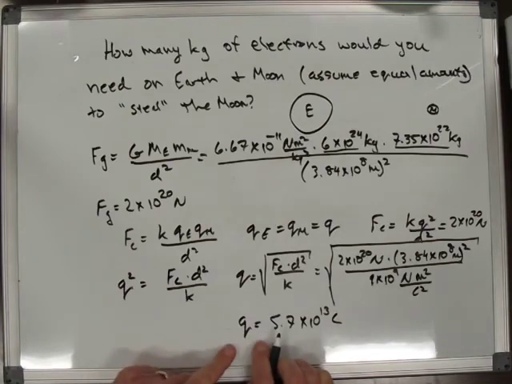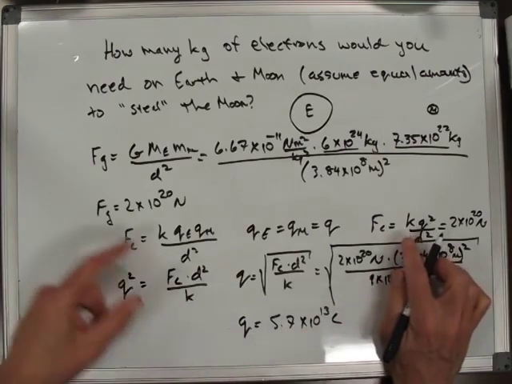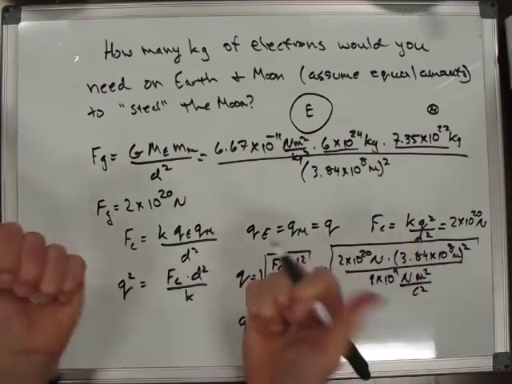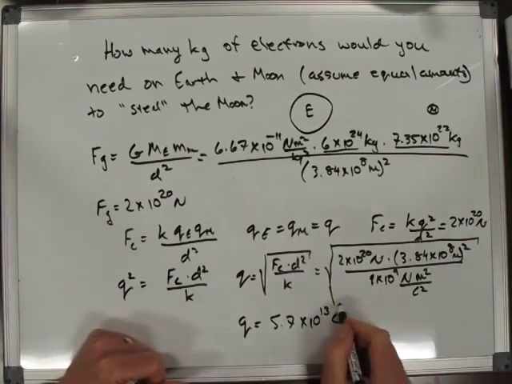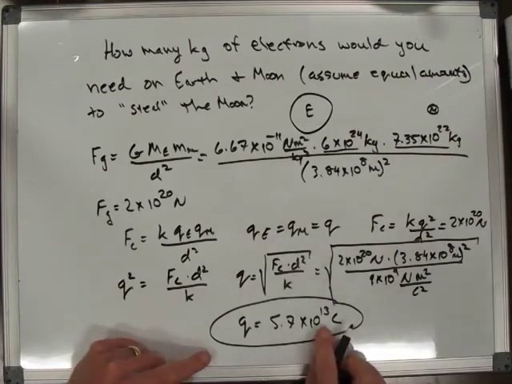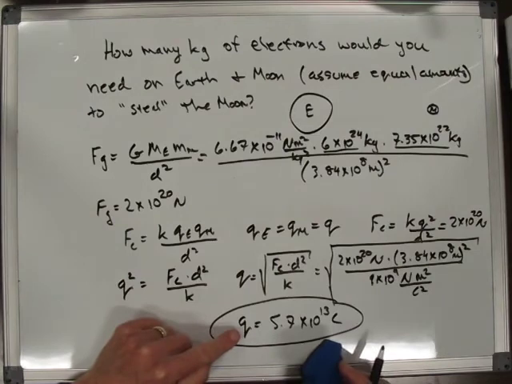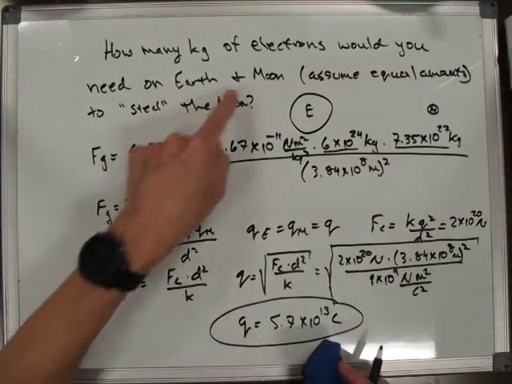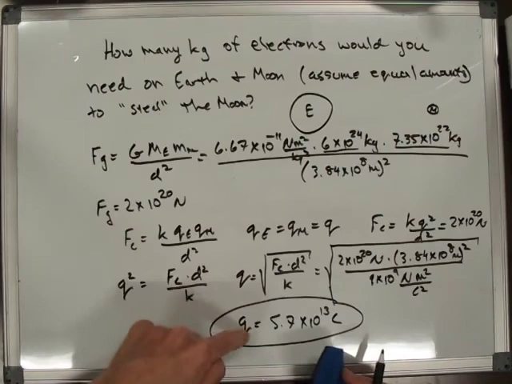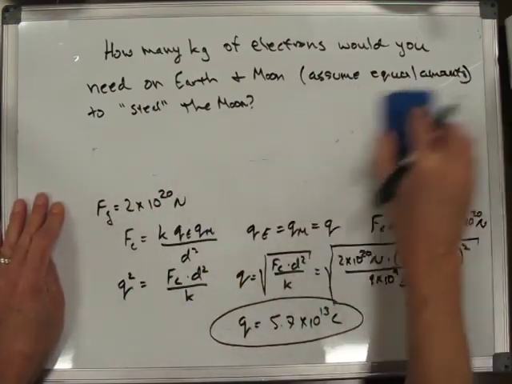So that's the charge that gets me a force that equals the gravitational force, but instead of being attractive like gravity, it's repulsive. And so if I can put this many charges on the Earth and the Moon, then I can free the Moon. However, there's a catch. This problem asked me for how many kilograms, and this is coulombs.